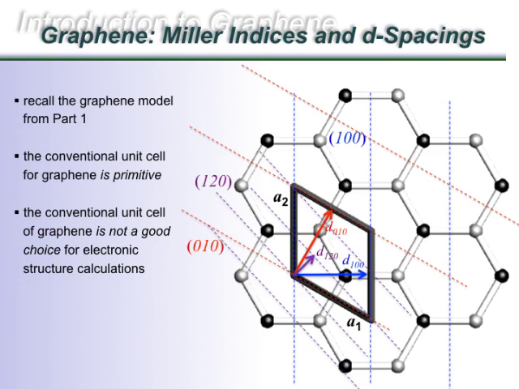Recall the graphene model from part 1. The unit cell for this model is conventional, and it is primitive. However, this unit cell is not a good choice for electronic structure calculations. Why is this?